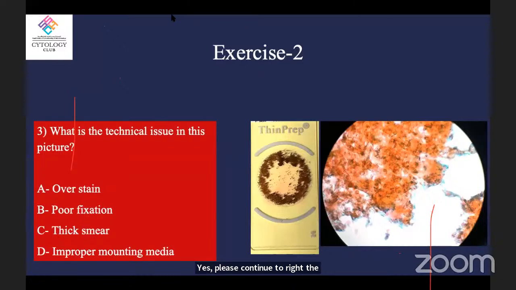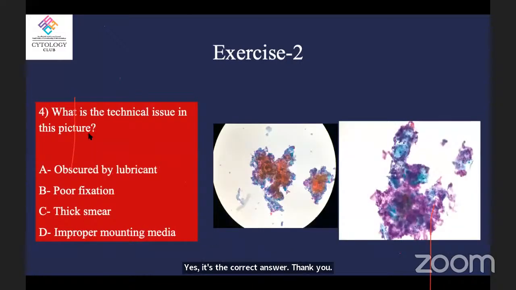The majority are going with option C. Yes, thick smear. Yes, it's the correct answer. Thank you, everybody. And this is the last question in exercise 2. What is the technical issue in this picture? Is it obscured by lubricant, poor fixation, thick smear, or improper mounting media?